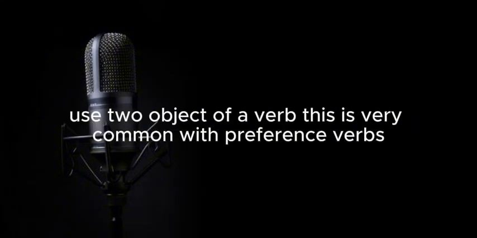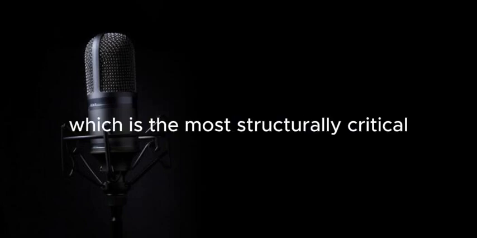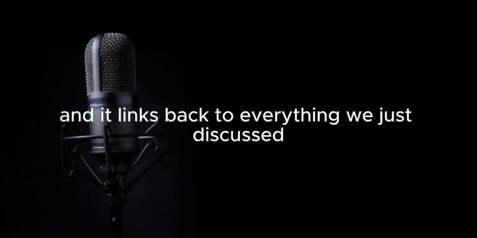Use two. Object of a verb. This is very common with preference verbs. Verbs like enjoy, love, hate. They all take a gerund as their object. She enjoys reading novels. What does she enjoy? Reading.